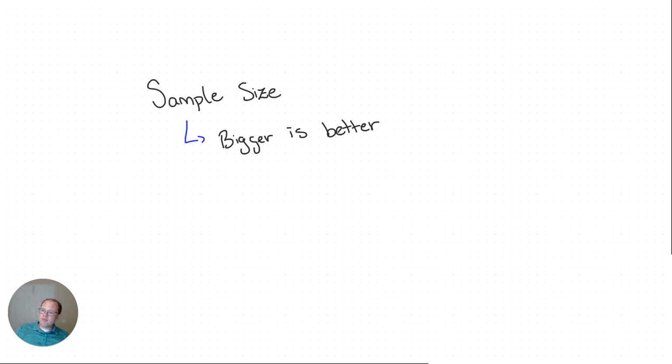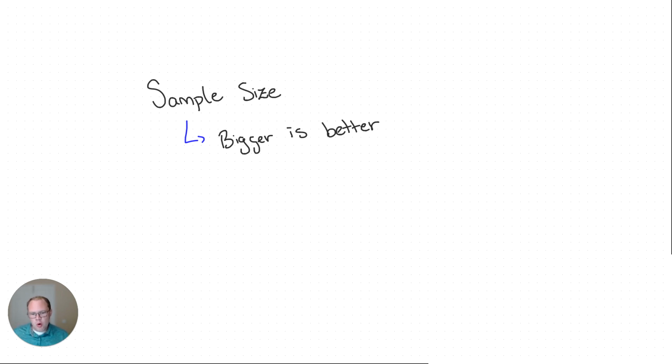Now there are limits, right? You could just sample the whole population, but that kind of defeats the purpose. It turns out that there are diminishing returns. 200 is better than 100, and 300 is better than 200, but 300 is not as much better than 200 as 200 is than 100. I hope that makes sense.